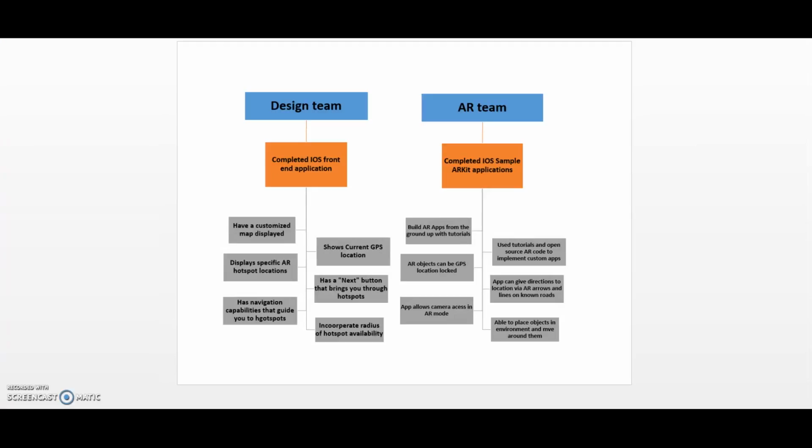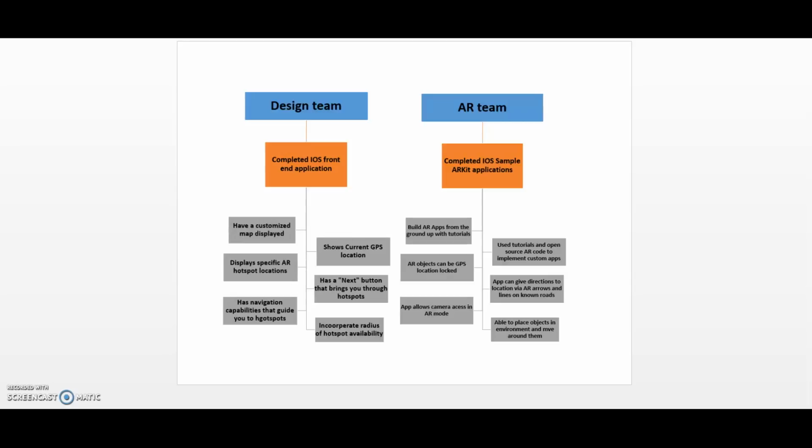So first, we'll move on to the deliverables chart. It splits it up into two teams, design and AR. The orange block is their goals, like their big goals, and the gray blocks below are the sub goals of that, what they're trying to accomplish in general. I'll let them specifically go over exactly what they have and haven't accomplished later on in their portion of the video.